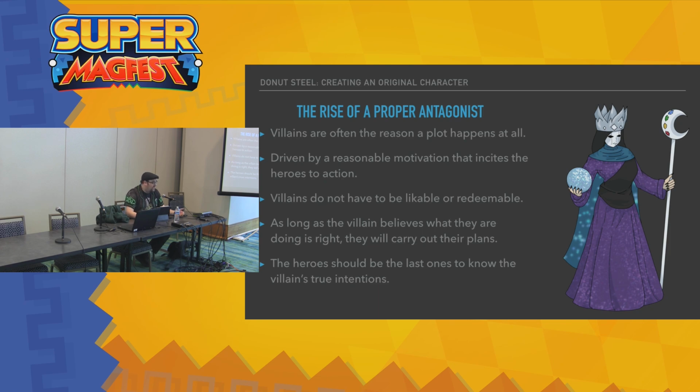And of course, as per your story, the heroes should be the last ones to know the villain's true intentions. Foreshadow it, subtly hint at it, so your readers or your audience can pick it up. But ultimately, the heroes who are part of the story and part of the narrative should ideally be the last to figure out what's really going on. Because that puts everybody in the 11th hour and leads up to a climactic moment where the powers collide.